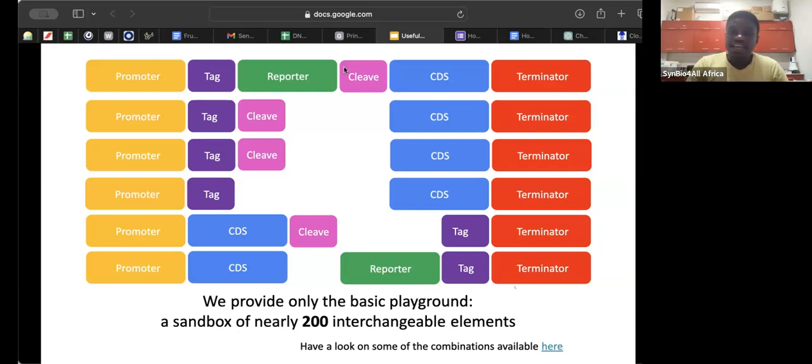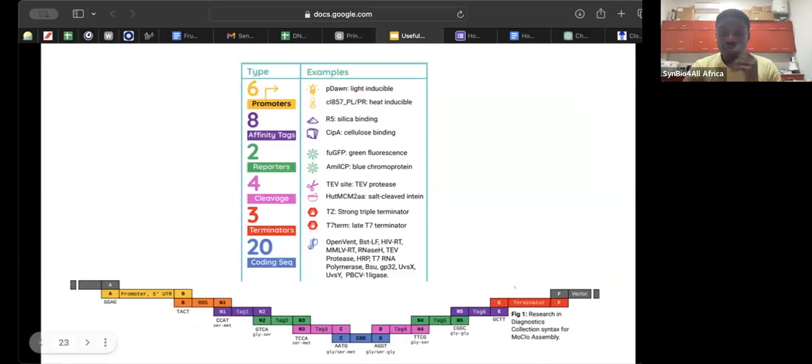So again, as I said, in the middle here, you can rearrange it in any format that you want. It doesn't really matter. However, the terminator must always be at the end, and the promoter must always be at the front, right? We have a collection of some promoters, some affinity tags, some reporters. What I'm going to do in a bit is change my screen and show you what it is, and we're going to run through it. But I'm going to leave this and go to the next slide, and I'll come back to that.